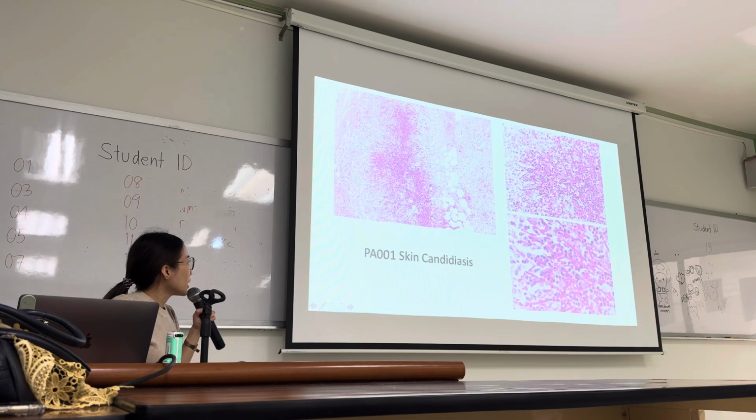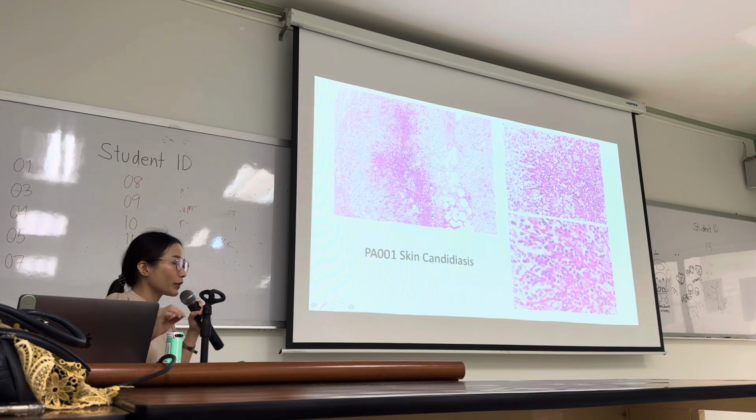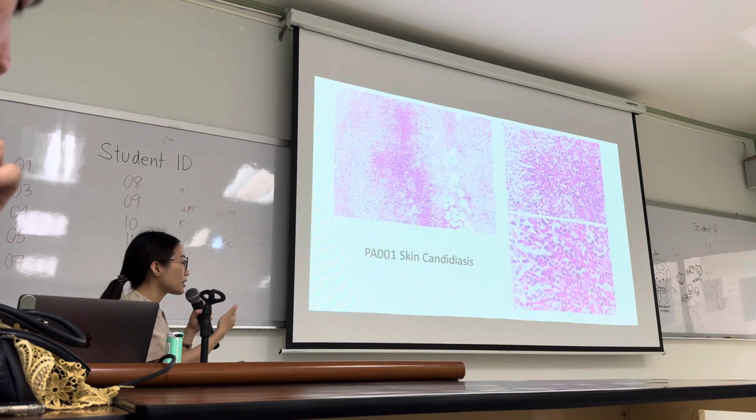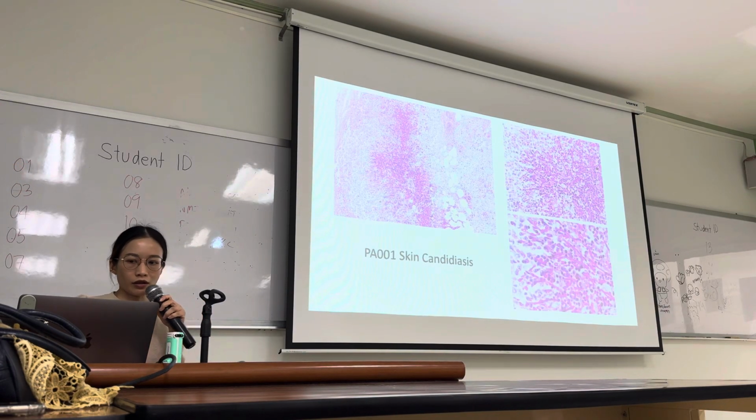So now you can see in the slide when you zoom in, you can see both the filamentous form and also the yeast form of the fungi, of the Candida. But in the case of Candida, it usually forms pseudohyphae. So you see filamentous structures, but no septation because it is pseudohyphae. Okay.